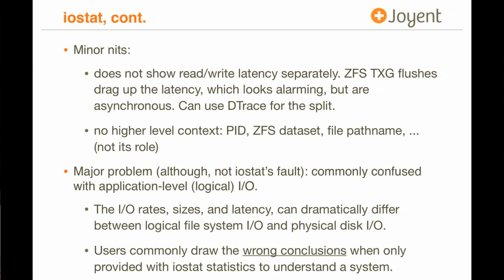There are some minor nits with iostat. It does not show read and write latency separately, and so with ZFS, the transaction group flushes drag up the latency, which looks alarming to customers, but it's asynchronous. You can use DTrace to split it out. I think most operating system kernels do track the latency separately. They use Riemann sums within the kernel, and it's conceivable you could just add the column to iostat so that you can separate out the latency. I generally just reach for DTrace when I need to do that.